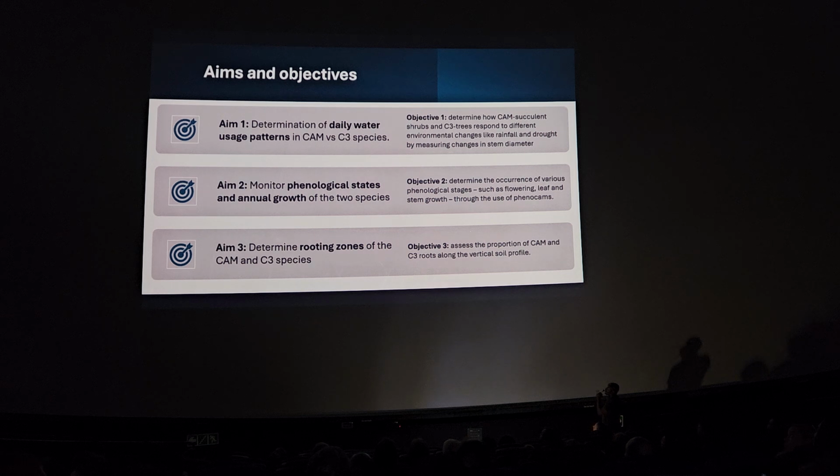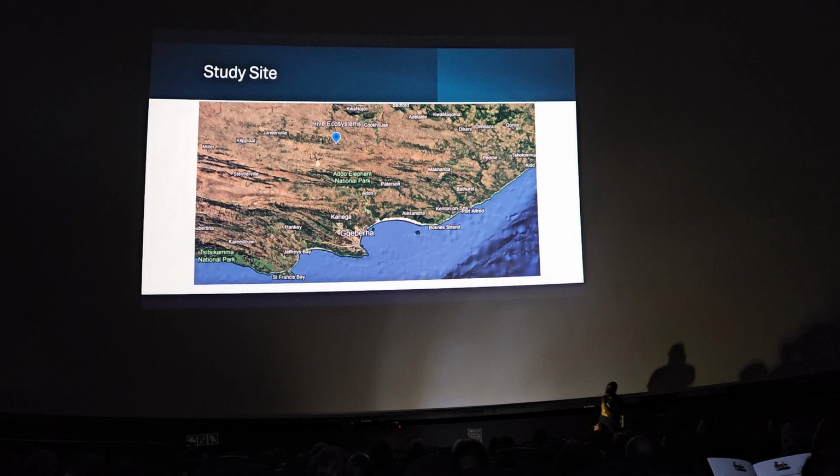These are just the aims and objectives. So determination of water use patterns in CAM versus C3, and then we want to see how they respond to changes in rainfall and extended dry periods or droughts. And then we're going to look at the phenological states: basically, when do the leaves and the stem start to grow, and when does flowering start. And then a big component is the root niche partitioning, where we want to look at the proportions of CAM versus C3 roots along the soil water profile. The study is being done at one of Hive Ecosystems' farms.